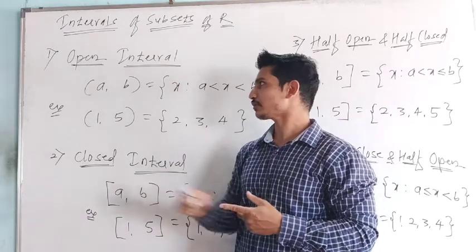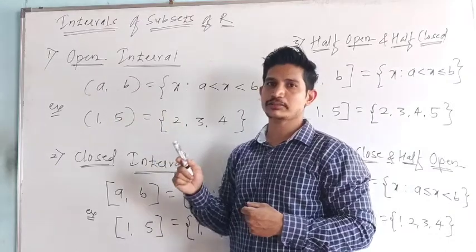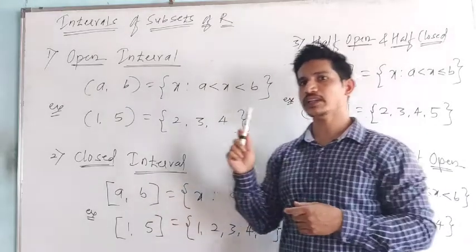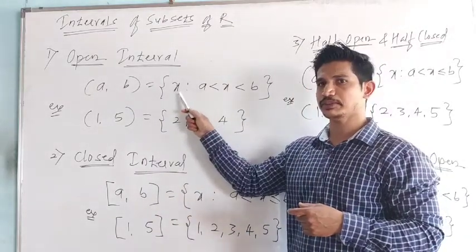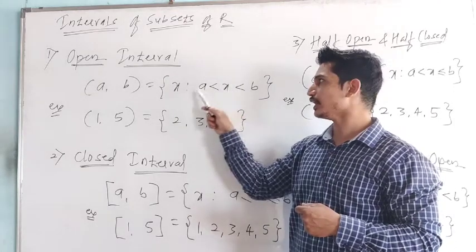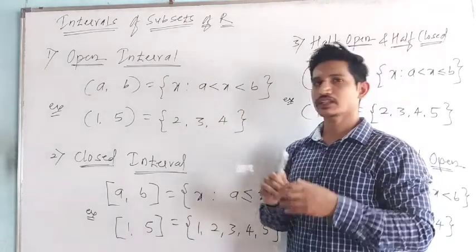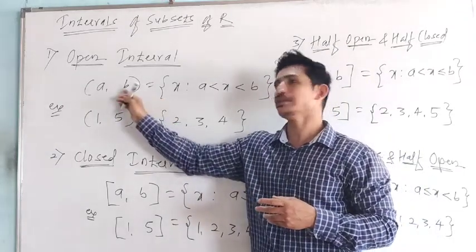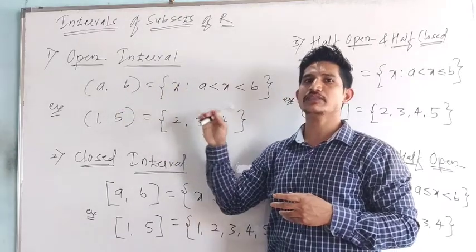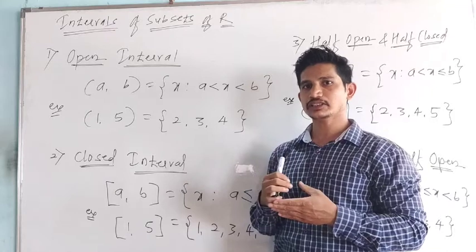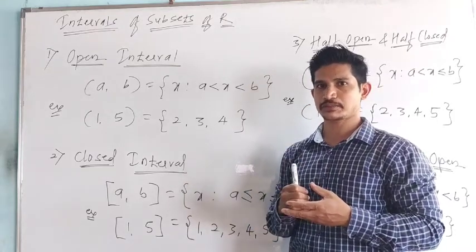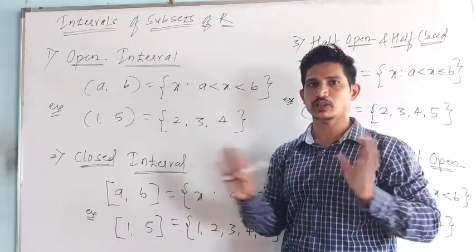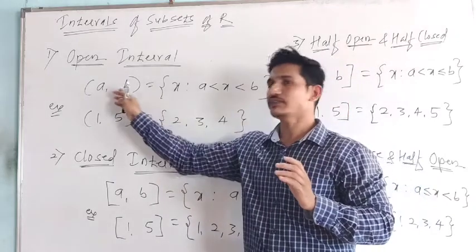Then it is called an open interval. Suppose A and B are there. It is called the open interval A and B. So what is the open interval A and B? It is the set of numbers X between A and B. The numbers we are taking are between A and B, not A and not B. Those numbers only we are taking, and that interval is called an open interval. Between numbers, not end points. End points, boundary points we are not taking. Only within the boundary we are taking the numbers.